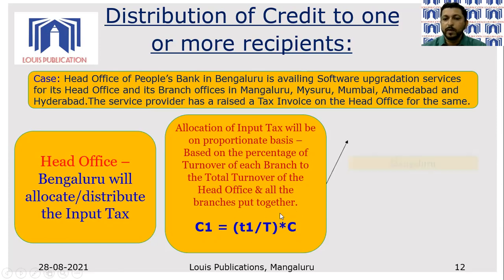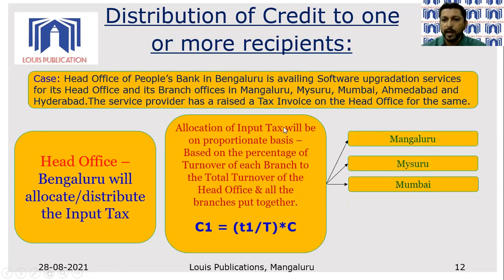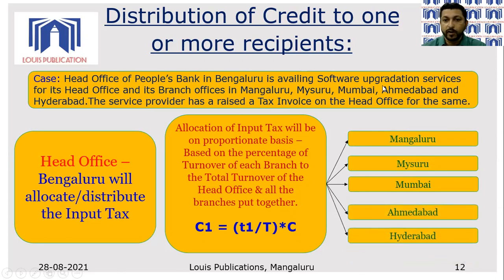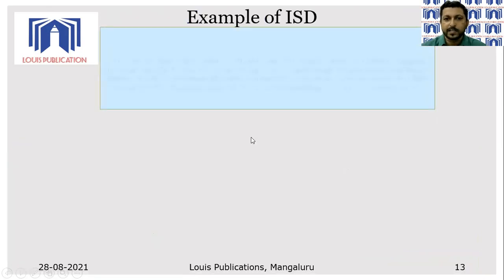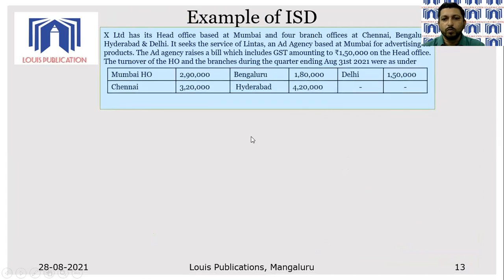So this formula will be applicable and the input tax will be distributed to branch offices like Mangaluru, Mysuru, Mumbai, Ahmedabad, and Hyderabad as well. Not to forget, head office has also availed services. So we can also include Bengaluru over here. So Bengaluru will also retain a portion of input tax, whereas the remaining portion of input tax will be allocated to these branch offices which are shown on this screen. Okay, let's take a clear-cut example now and understand how this calculation works.